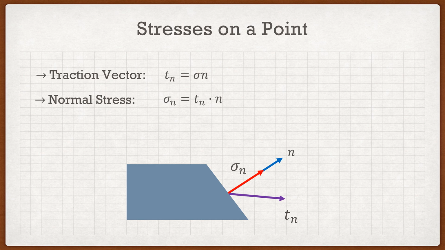And in order to find that, all we have to do is take our traction vector Tn and dot it with our normal vector. So there's the key here. The traction vector is a vector, the normal vector is a vector, two vectors, we can dot them together, and we'll get a single scalar value, which is our normal stress. If it's in tension or compression, that has to do with the sign of it. Of course, if it's negative, it's going to be in compression. If it's positive, it's going to be in tension.